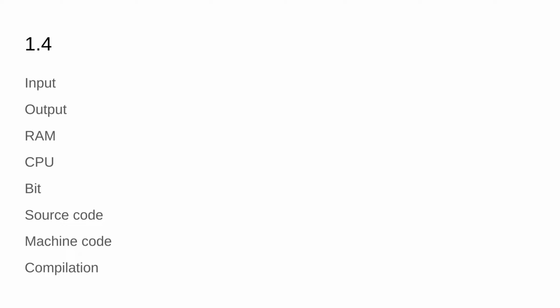A bit is one binary digit, so 0 or 1. Source code is programs written in high level languages, and machine code is programs written in machine level instructions or low level languages that is then read by computers. So, binary is an example of this. And again, compilation is source code translated to machine code.